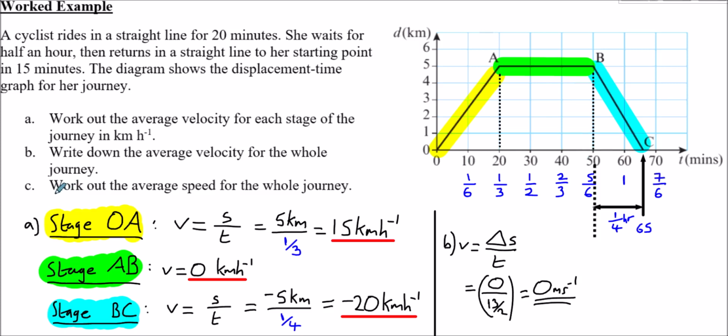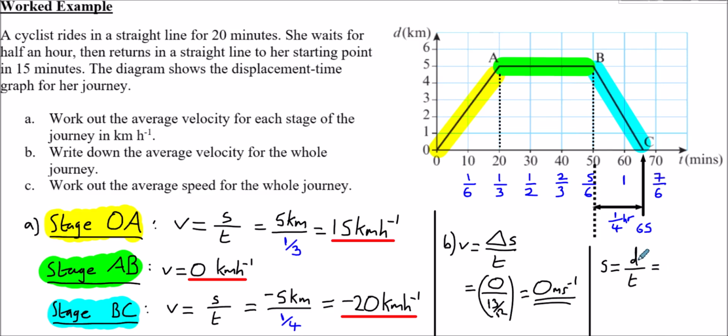Part C, now this is a different question altogether. Work out the average speed for the whole journey. So for part C, the speed is going to be the total distance travelled divided by the time taken. Okay, so I meant over 12 there, by the way. So distance travelled divided by time taken.